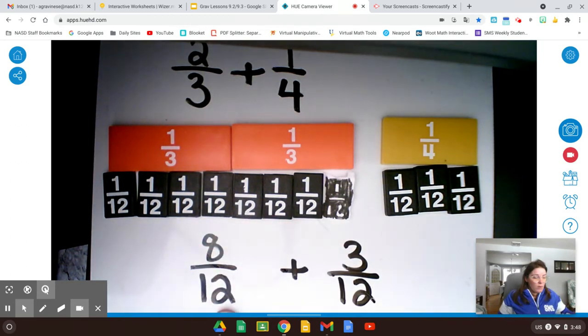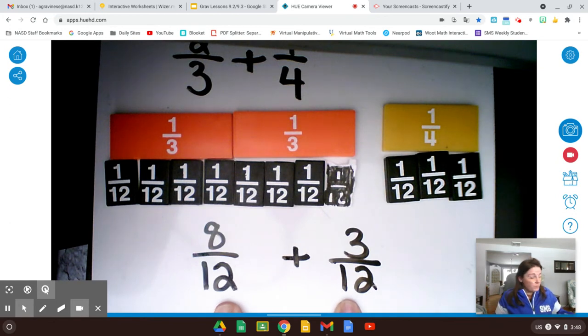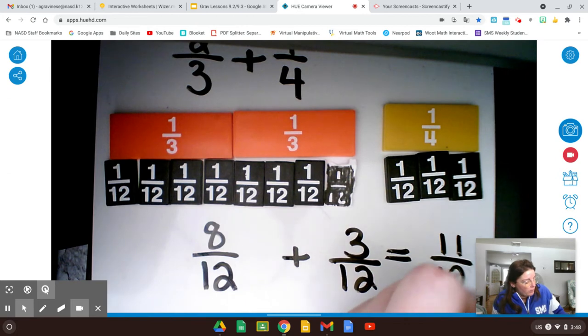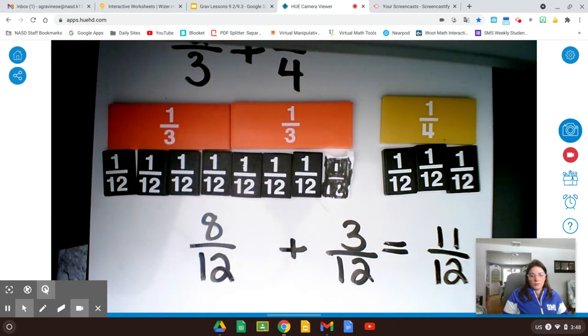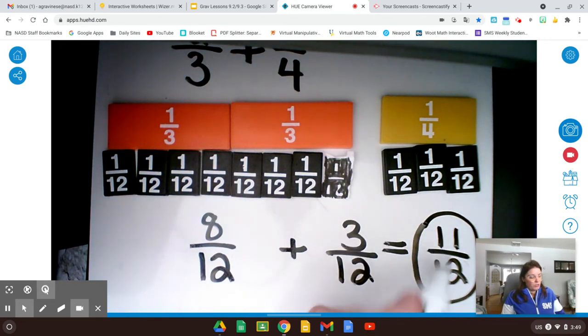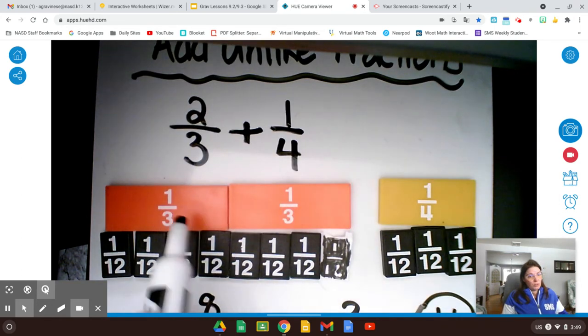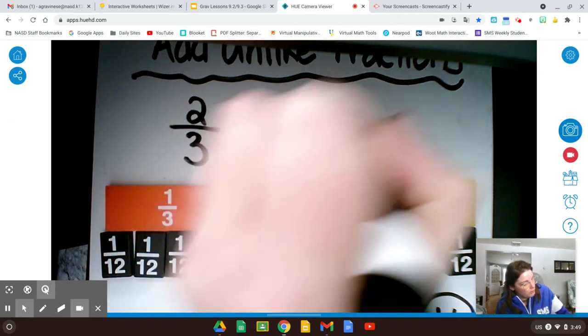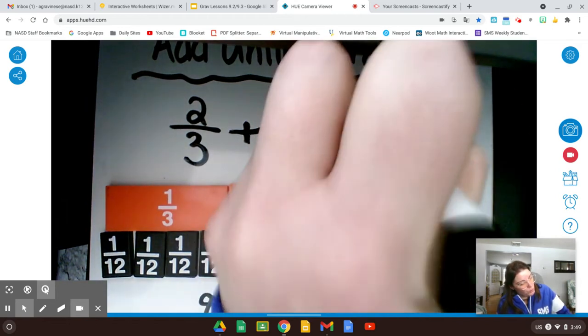Now I have a common denominator, so I can just add the numerators together. 8 plus 3 is 11. Keep the same denominator, 11/12ths. That's already in simplest form because 11 and 12 are next to each other on the number line. So 2/3, aka 8/12ths, plus 1/4, aka 3/12, gives me a total of 11/12.